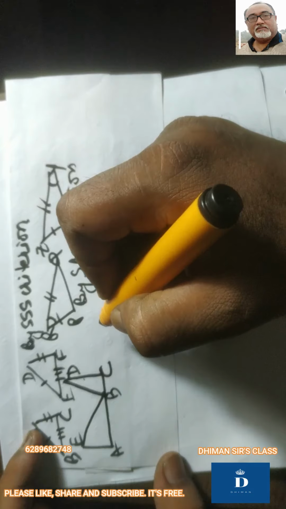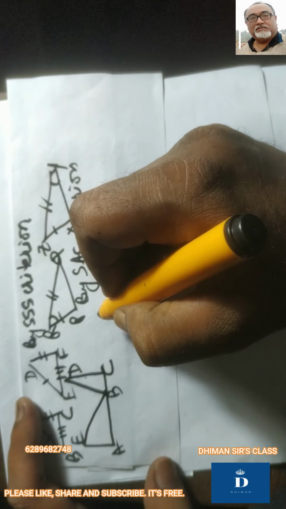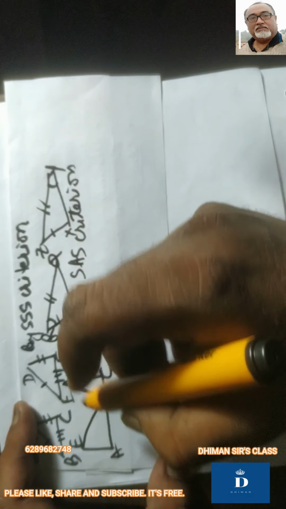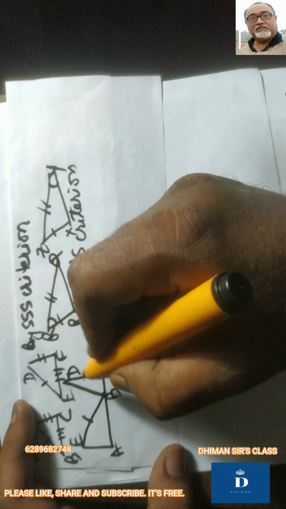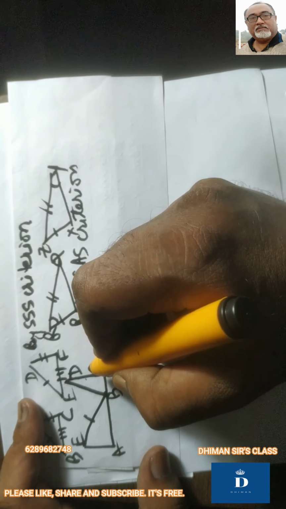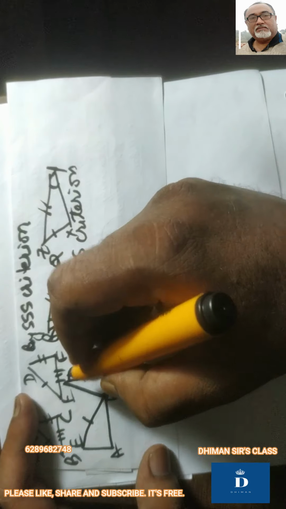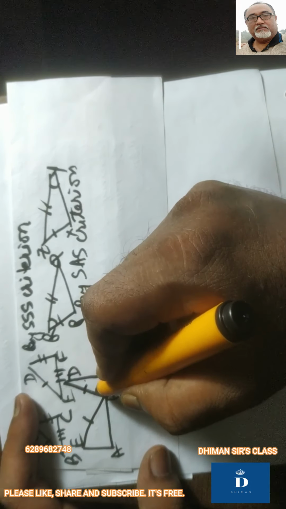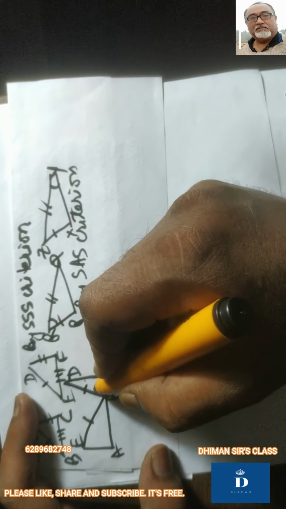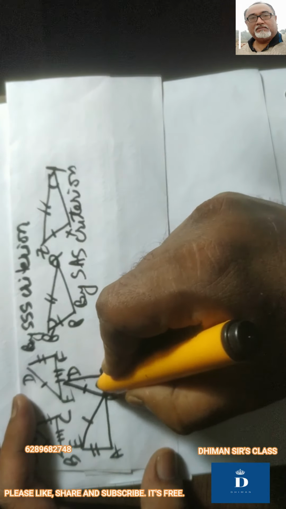Now they are given EB is equal to DE. EB is equal to DC. EB is equal to DB. Okay, EB is equal to DB. Then they are telling AE is equal to BC.